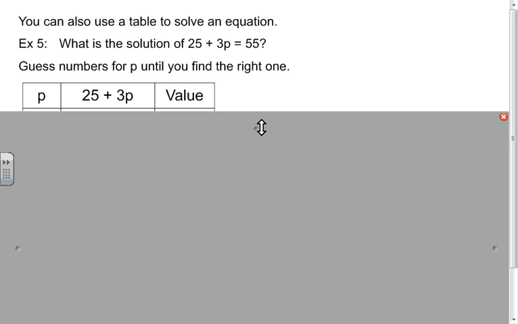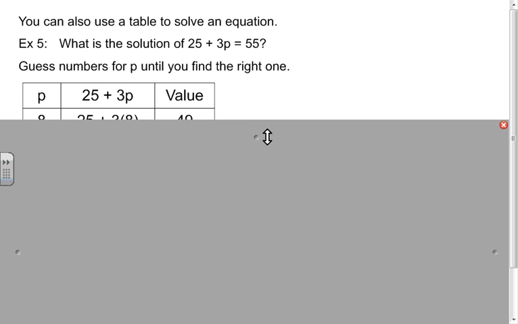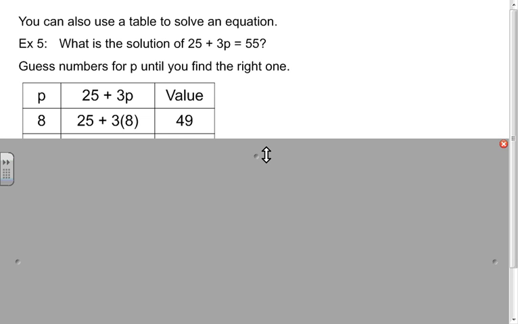And in the first column, I have values for p. In the second column, I'm going to show my work. And in the third column, I'm going to have my value or my answer. So I'm going to guess that p equals 8. That's what's in the first column. So I plug in an 8, and I get 3 times 8, which is 24. 25 plus 24 gives you 49. That's not what we're trying to get. We were trying to get 55.